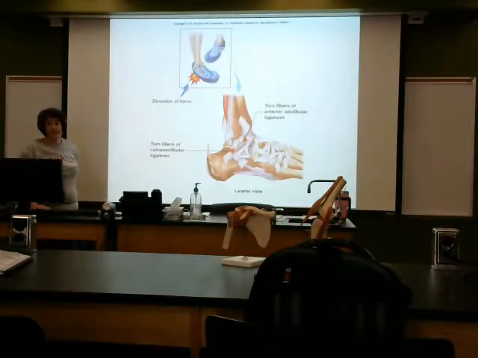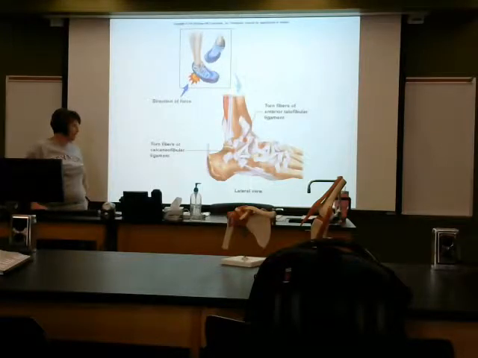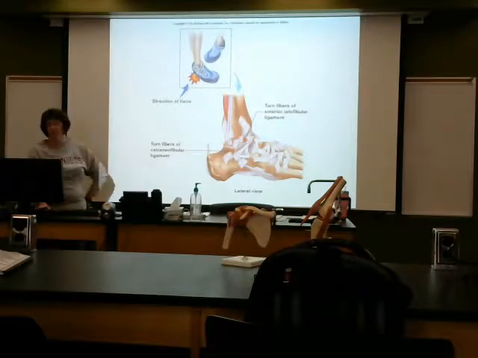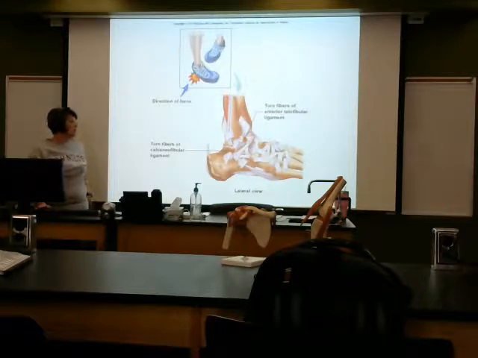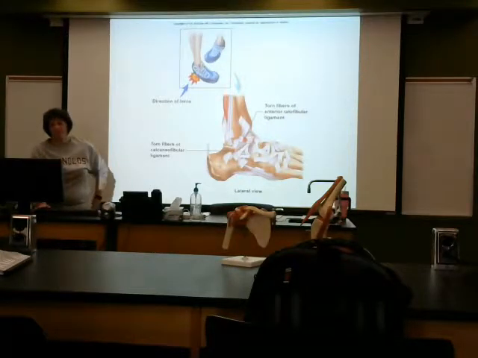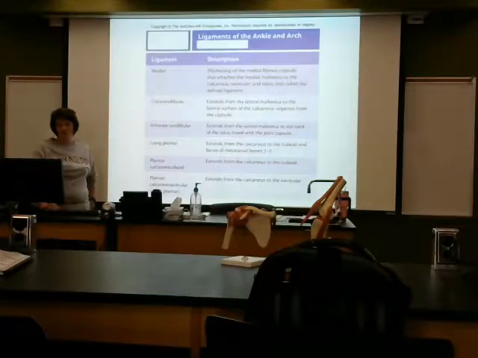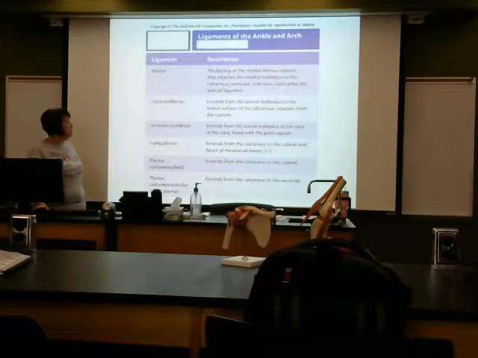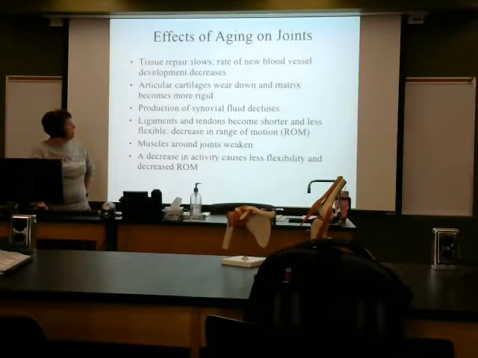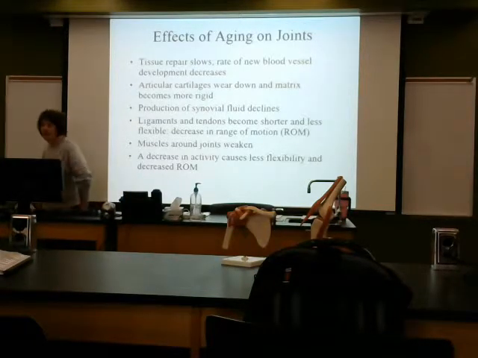Very common site of injury: sprains, strains, and tears occur in the ankle. Some of them can be very serious. Some of them might even require surgery. But that's a lot that you have to deal with in the foot. So, a list of the different ligaments that you find in the ankle, and what's going to happen as we get older.